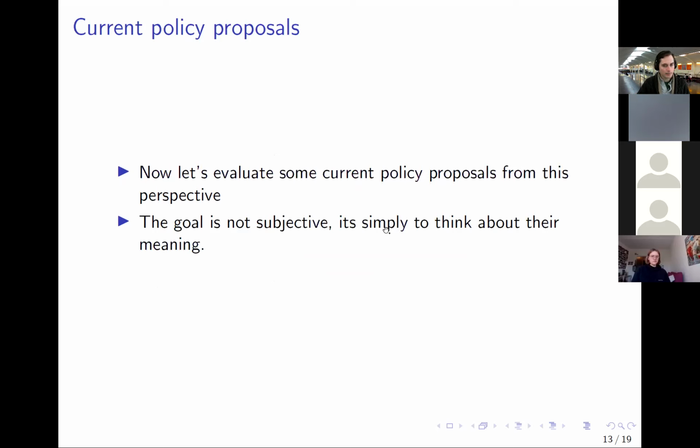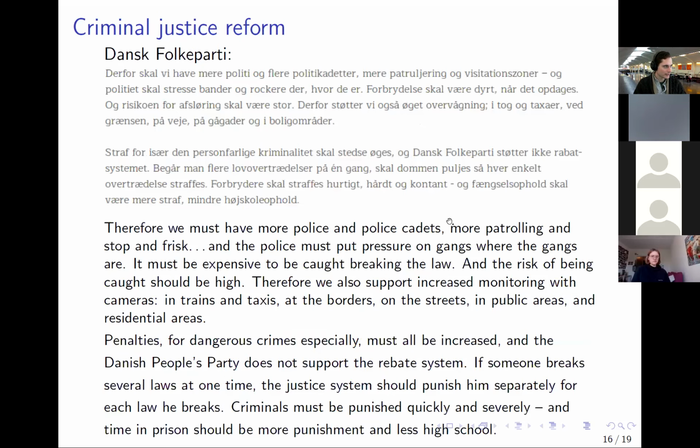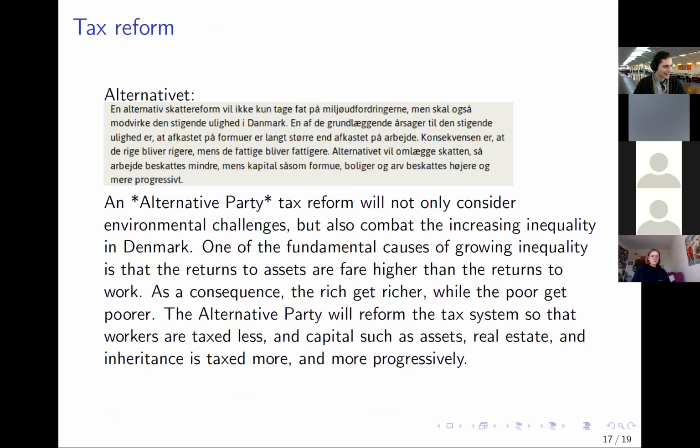All right, so now I have a few different policy proposals, which actually are from last year. From this year, all the parties want to talk about is Corona. But they're from a few different Danish political parties. The goal isn't to think about whether these are good or bad policies, but it's how to think about these policies in terms of macroeconomics. Okay, so I'm just going to flip through them here and show you. So the 30-hour work week, I've got it in Danish and translated into English by yours truly. Not that my Danish is very good.